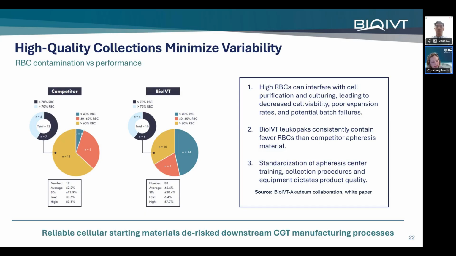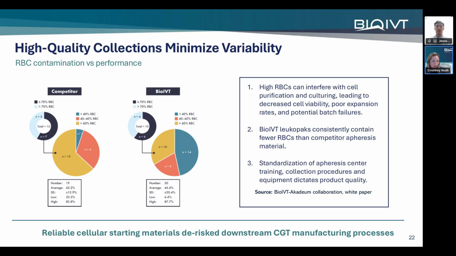This was data generated in collaboration with Acadium. They tested over 50 leukopaks from BioIVT as well as another vendor. What we know from leukopaks and cell isolation processes is that if there's a high contamination of red blood cells, that can really interfere with all your downstream processes, whether it's the isolation process or even the ultimate activity and viability of the cells. That can lead to a lot of problems, potentially even batch failures. In this head-to-head comparison, we see the BioIVT leukopaks consistently contain fewer RBCs than the competitor.